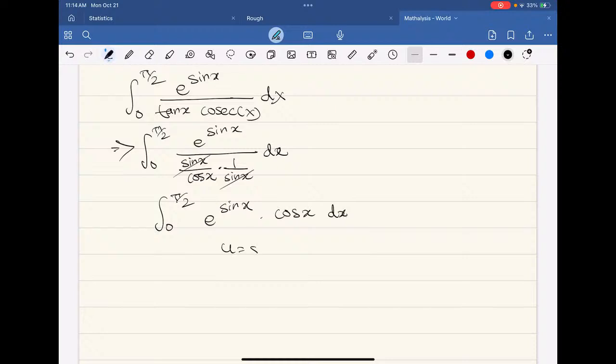Now let's make the substitution u as sin x. If you make that substitution, the limits will now go from, you see, sine of 0 is just 0, sine of pi by 2 is just 1, and then e to the power sin x is e to the power u, cos x dx is du.